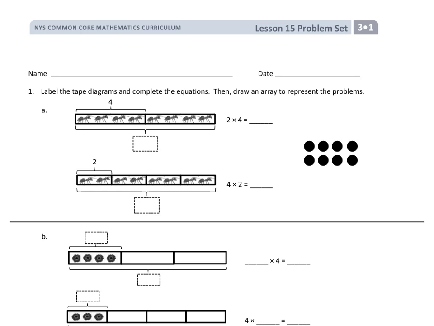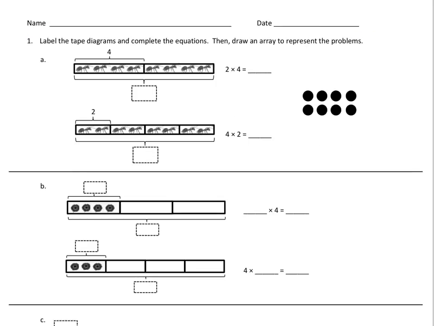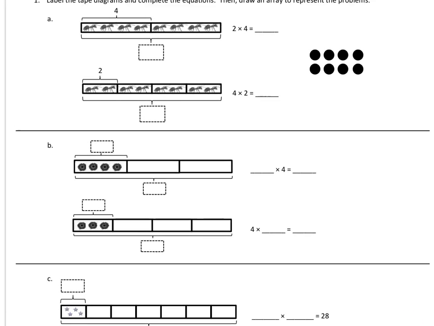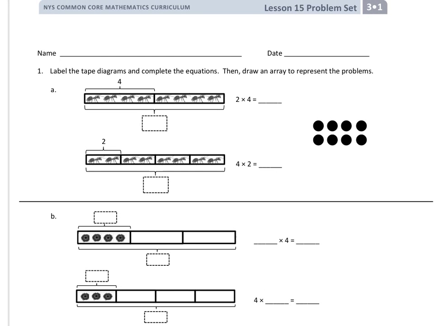Today we're going to do lesson 15 problem set that is all about relating arrays to tape diagrams to model the commutative property of multiplication. So we are kind of combining two things that we have already been working on. We've already been looking at arrays, we've been looking at tape diagrams, and we've discussed the commutative property. So we're going to see how those two things fit together.